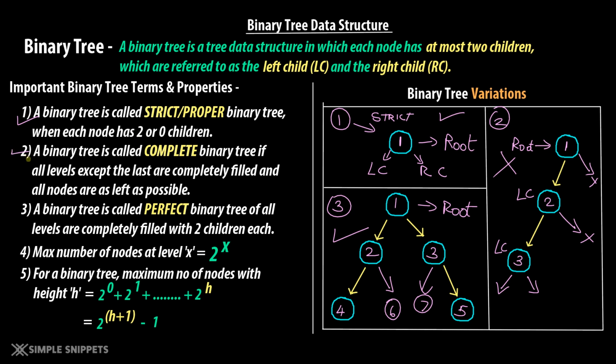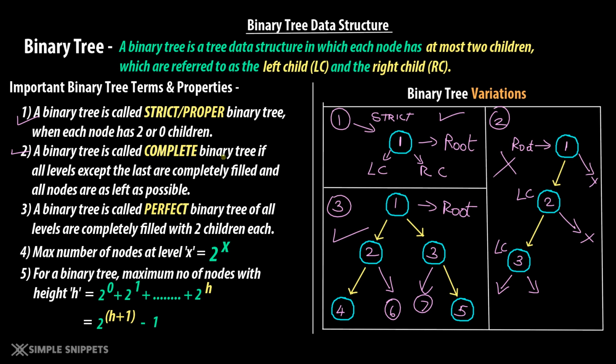Let's move to point number 2. A binary tree is called a complete binary tree if all levels except the last are completely filled and all nodes are as left as possible. Okay, so we just saw what is a strict or a proper binary tree. Let's understand what is a complete binary tree.